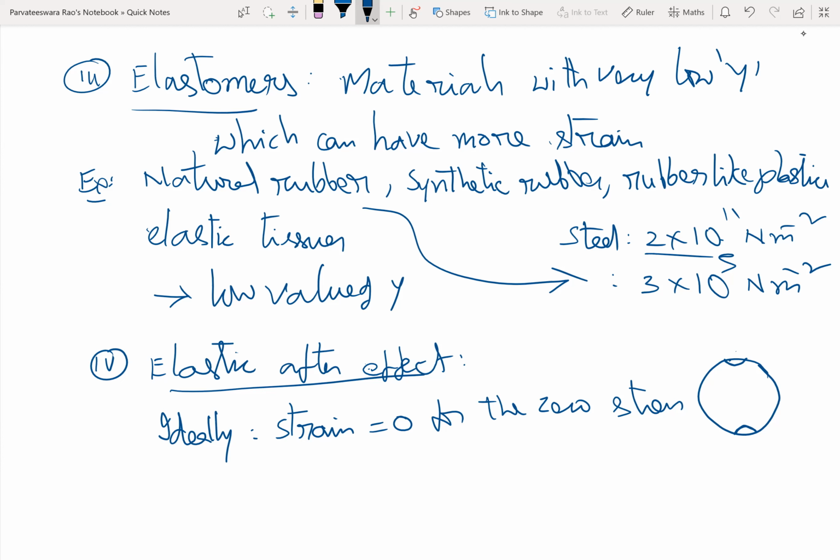The time delay in regaining the original dimensions after the stress is withdrawn is called the elastic after effect. You can also say that strain lags behind the stress.